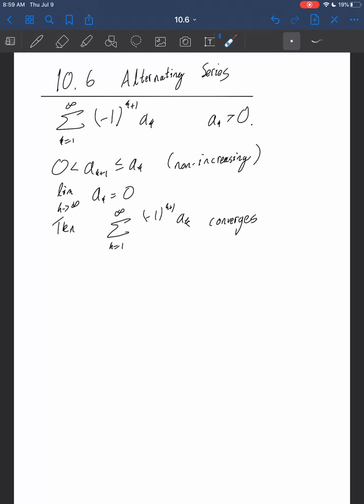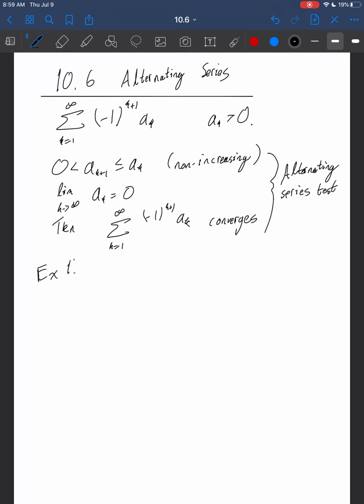Now, we also need this additional factor that my terms are going to be decreasing, or specifically non-increasing, which in most of the cases we've dealt with makes sense, right? So for example, 1 over k squared, any of the p series, in those cases we have non-increasing terms. So this is not a super strong condition, but it is something that we need to actually check in order to use this alternating series test.